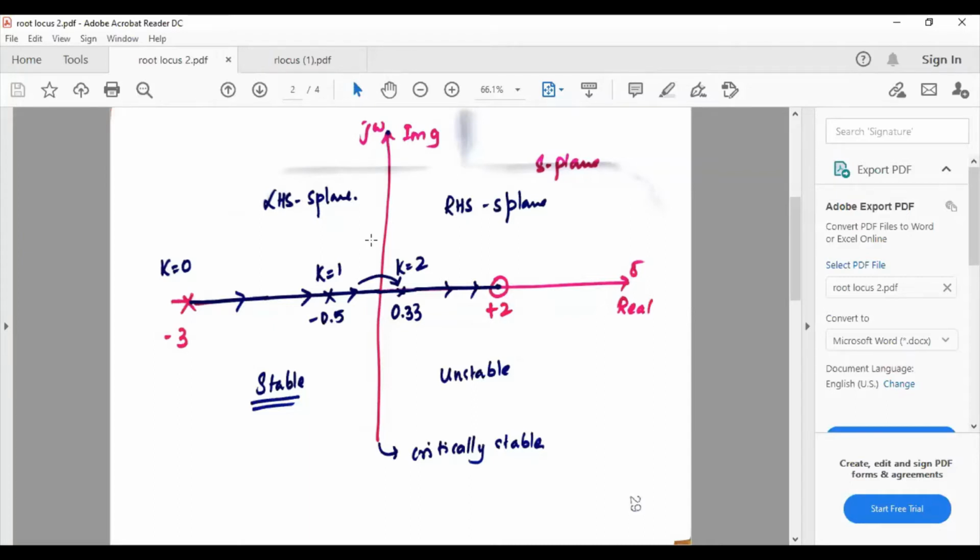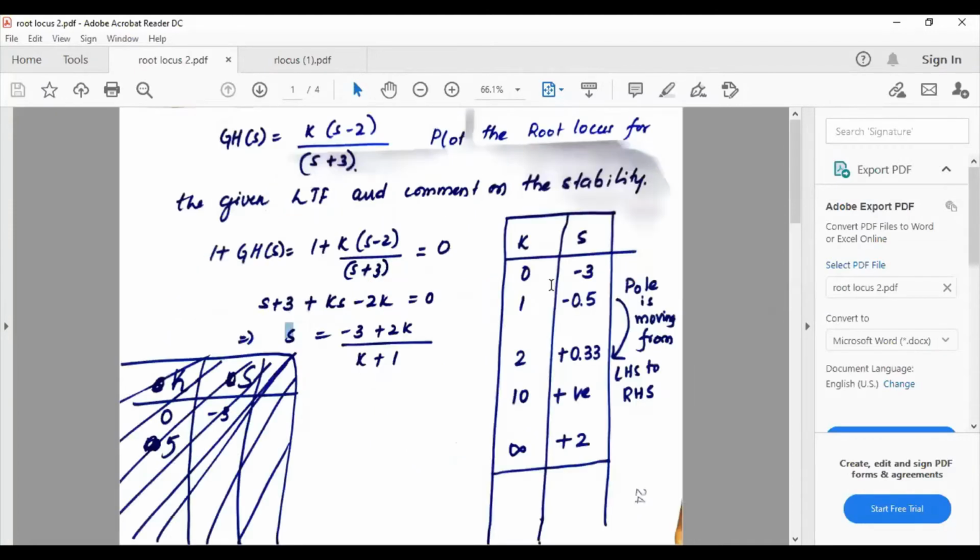That is, the given system is closed loop stable for K greater than 0 and less than 1.5. Okay, for K greater than 0 and less than 1.5. That everyone should be able to understand now. Fine. So this is a conditional stability.